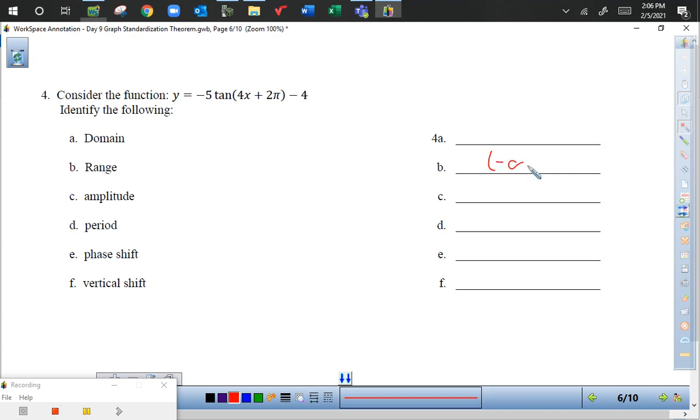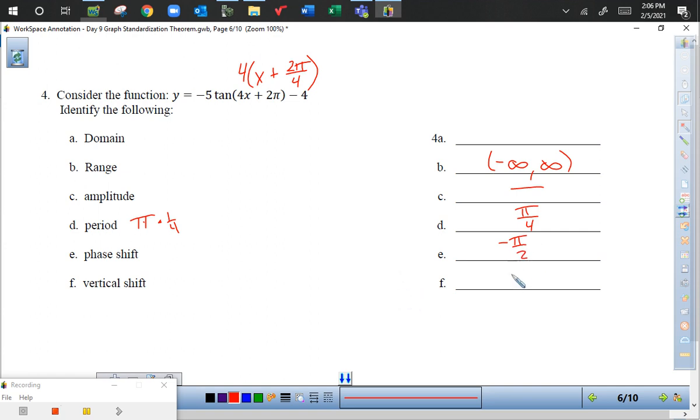Alright, range is all real numbers. Amplitude doesn't exist. The period here is pi times the reciprocal of that number. So that's 1/4 pi. Phase shift, we have to factor the 4 out for. That's 2 pi over 4, which reduces. It might be helpful to physically write this out so you know what you did to get the number. But then once you do that division, you get pi over 2. So if it's a plus pi over 2, our phase shift is going to be negative.